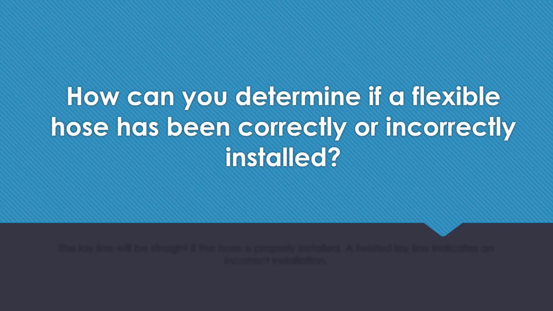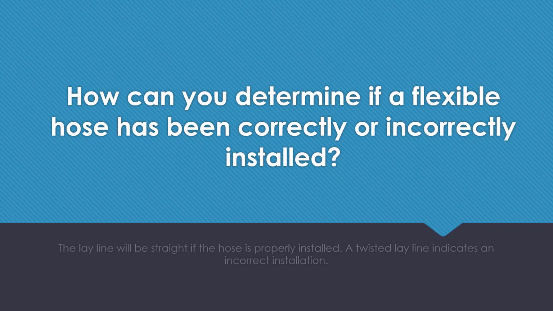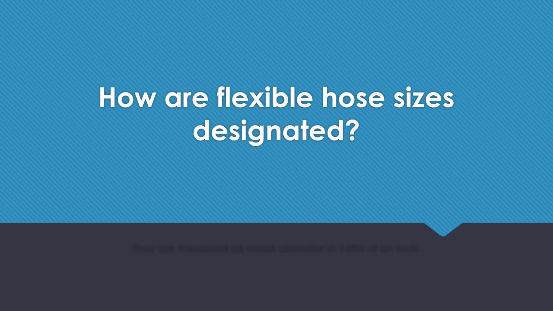How can you determine if a flexible hose has been correctly or incorrectly installed? The lay line will be straight if the hose is properly installed. A twisted lay line indicates an incorrect installation. How are flexible hose sizes designated? They are measured by inside diameter in 1/16 of an inch.